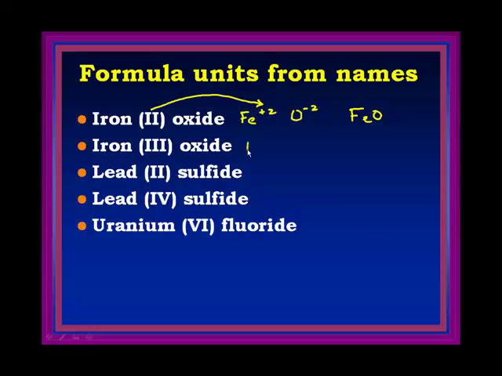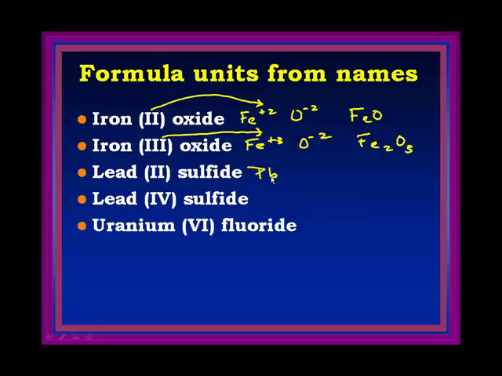Okay, iron 3 oxide. Well, now that Roman numeral is changed, so my charge is changed. But oxygen's still a -2. And that'll affect my formula, Fe2O3. We still just cancel them out like we did before.